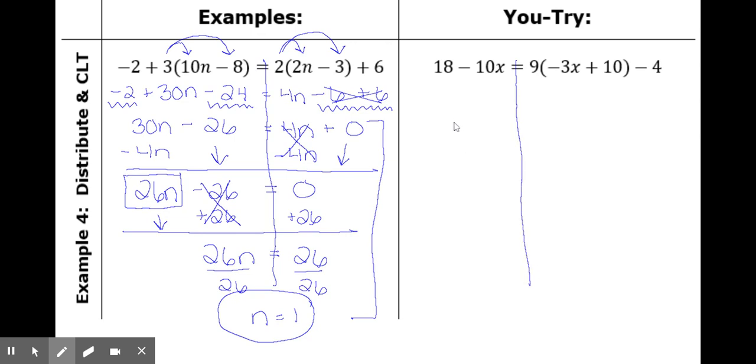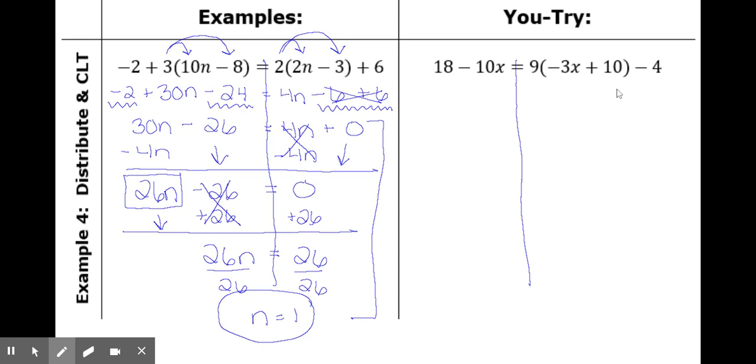Take a look at the left-hand side. This says 18 minus 10x. Can I simplify the left-hand side? No. There's no parentheses, and there are no like terms. There's nothing I can do, so I'm going to leave it alone.